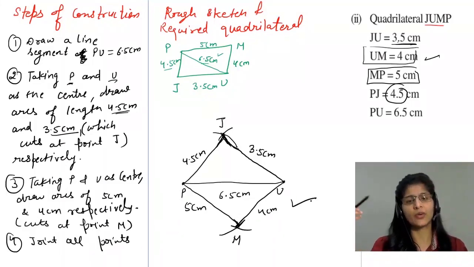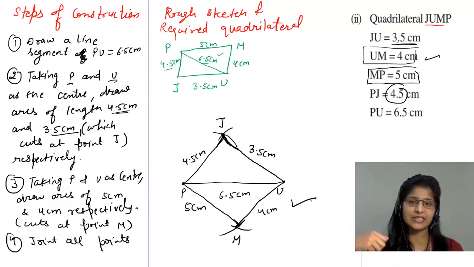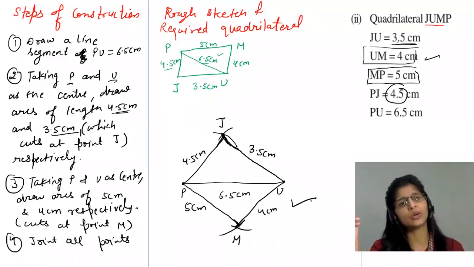You can just write, from point P draw an arc of 4.5 centimeter. The next step can be, from point U draw an arc of 3.5 centimeter. And the next step is, the two arcs cut at point J, join P to J and U to J. So triangle PUJ is constructed like this. You can write your own steps in your own language. Clear? Let's move to the next question now.